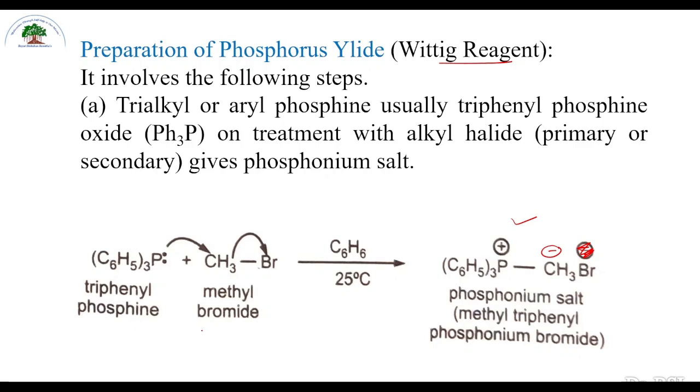Triphenyl phosphine reacts with methyl bromide to give phosphonium salt, methyl triphenyl phosphonium bromide. And this reaction is carried out in organic solvents such as benzene.